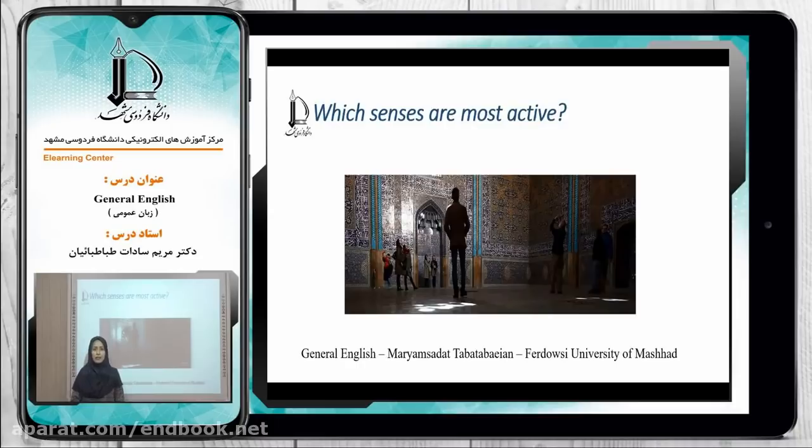What else? Hearing as well, because there are different sounds in a mosque that you listen to sometimes, or you hear them. What about other senses? Are they as important? I don't think so. Sight and hearing seem to be more active than other senses in a mosque.